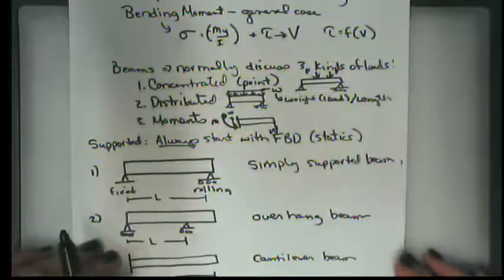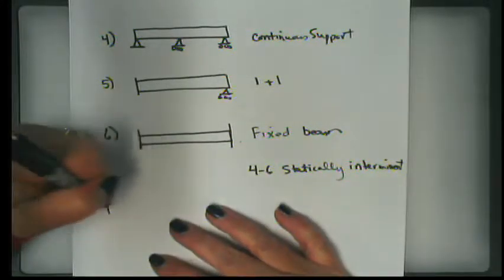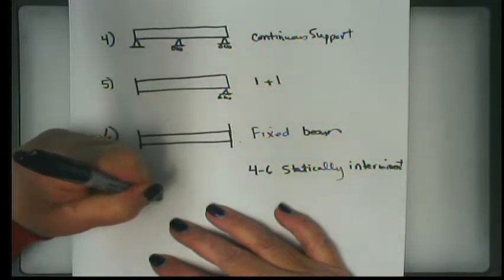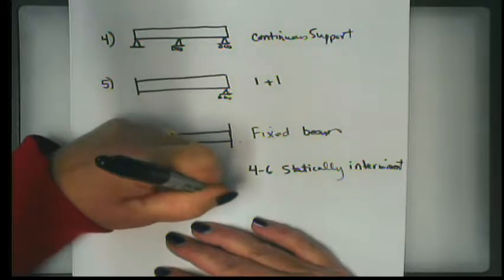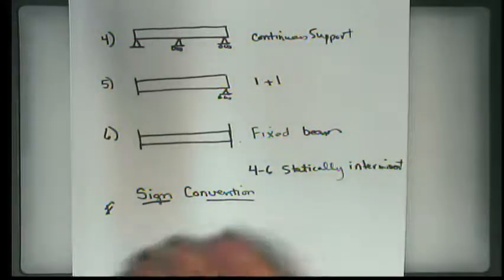Okay. Now, the next thing that we need to do, and we have sort of avoided this for tau, so we're going to start doing this for V, and we're going to talk about sign convention. And trust me, the sign convention becomes excruciatingly important.